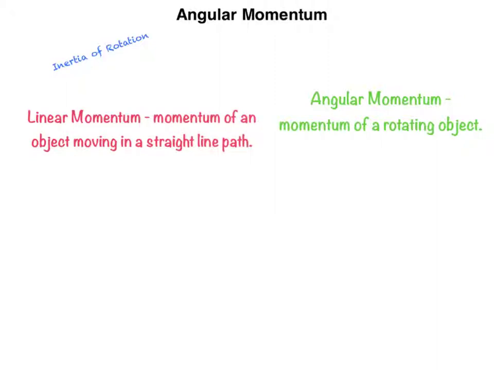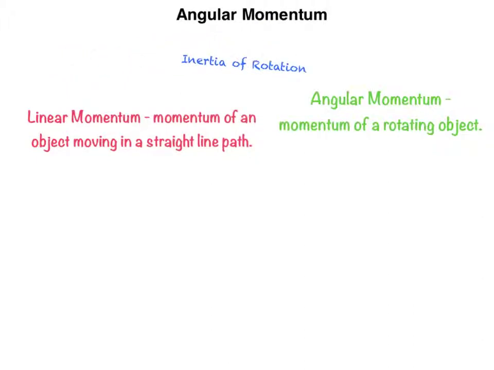Things that rotate, whether it's a space station or some kind of cylinder rolling down a ramp or a ride at the fair or whatever, remain rotating until something stops them from rotating. A rotating object then has what's called inertia of rotation.